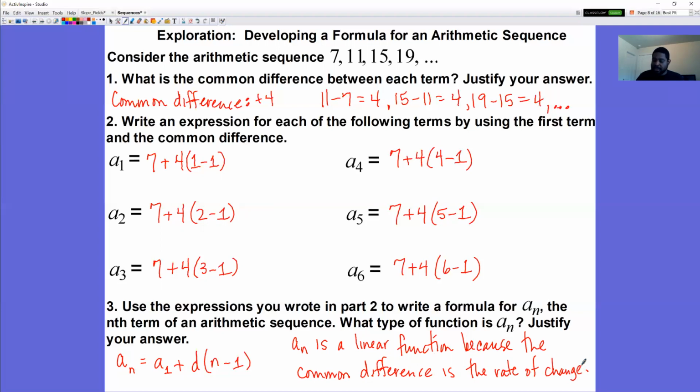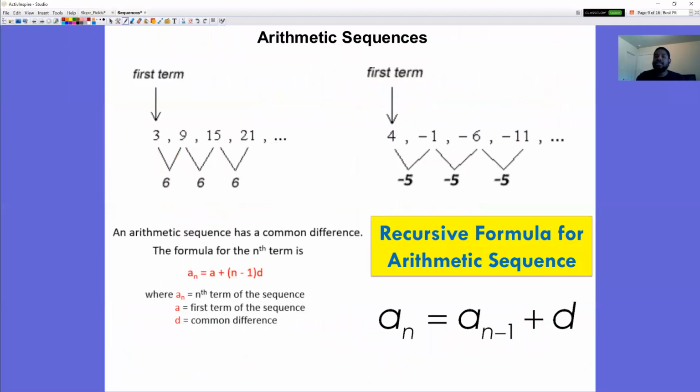Okay? So now with that said, we can now talk about what an arithmetic sequence is. So this is an arithmetic sequence. I have two examples here. An arithmetic sequence could be a sequence where you're adding the same number, or you can have an arithmetic sequence where you're subtracting the same number. Okay? And the formula for arithmetic sequence is what we developed in the exploration just a few minutes ago.